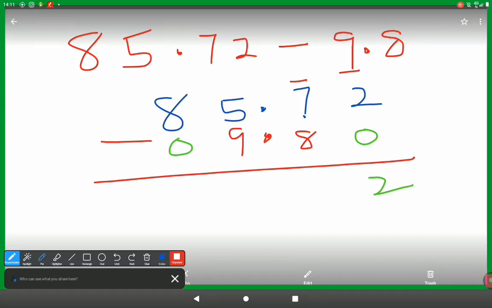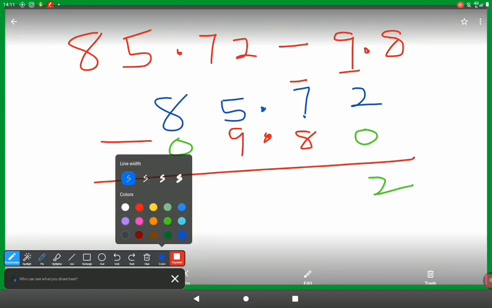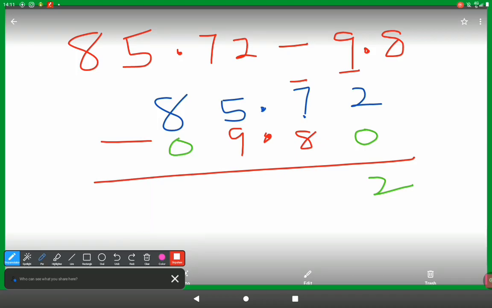Alright, then you cannot do 7 take away 8. So what you need to do is borrow the 1 from the 5, which turns to 4, and this one becomes 17. So 17 take away 8. 17 take away 8 is what? So if I do 17 take away 8, that should give me 9. Alright, then you put your decimal point down.